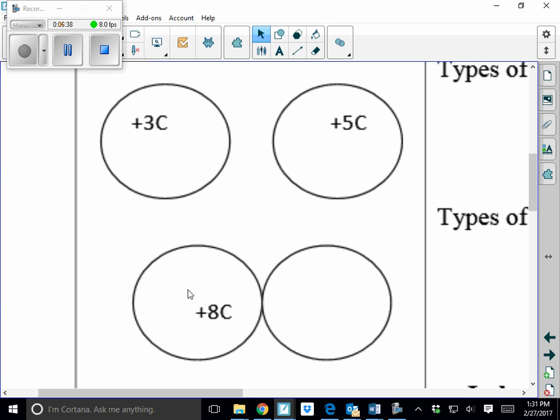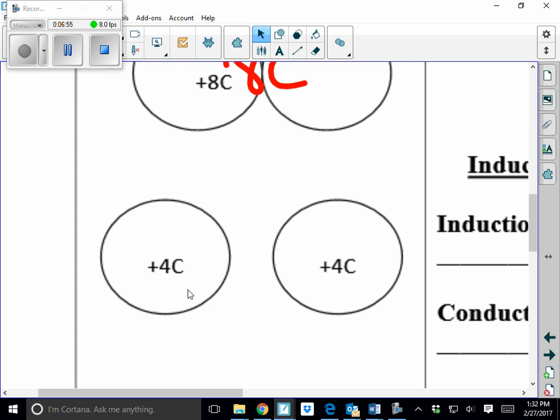So on this one sphere, I have plus 3 coulombs, and on the other sphere, I have plus 5 coulombs. When I touch them together, I actually have a total charge of 8 coulombs between these two spheres. Now, when I separate them, they each balance out to 4 on each side, and here's why.